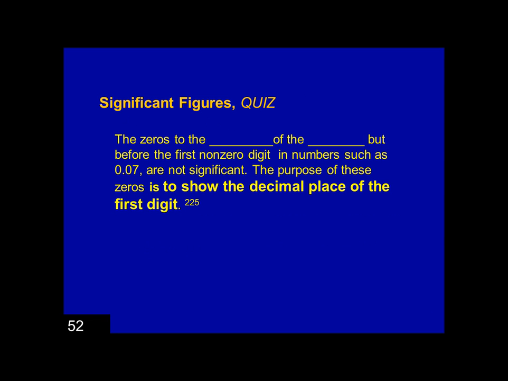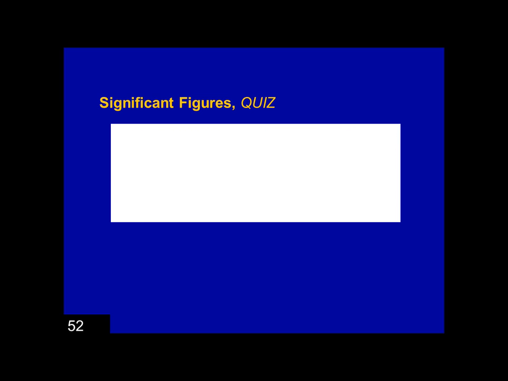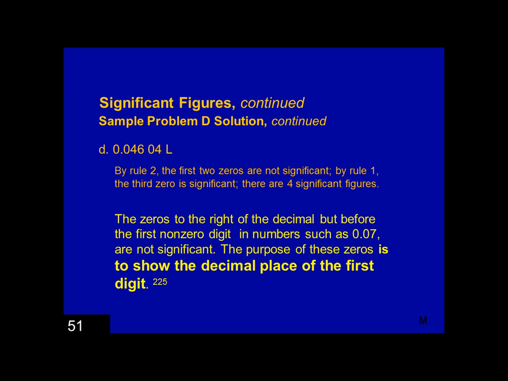Without them, they'd be wrong, but they're not considered significant. Okay, can you fill in the blank? Hopefully you realize this is the same as the slide above it. Zeros to the right of the decimal point but before the first non-zero digit in numbers such as 0.07 are not significant.